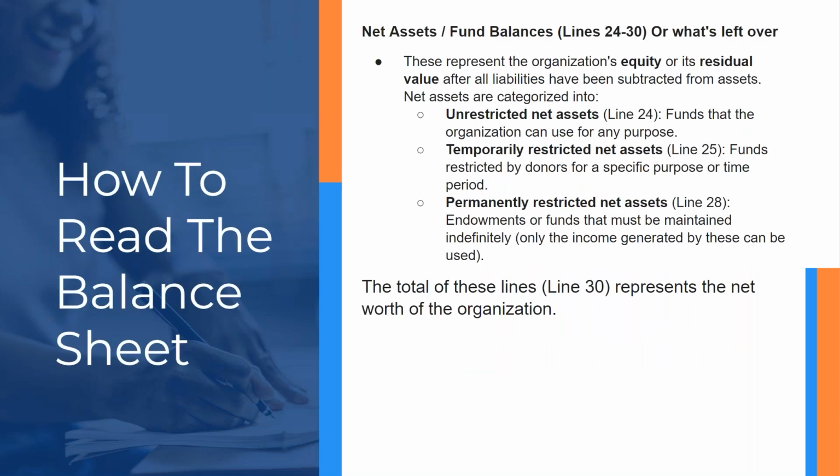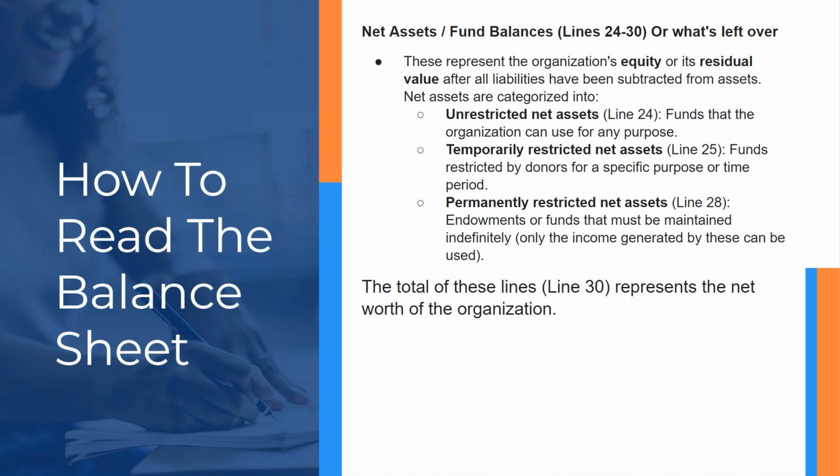Net assets and fund balances are reported on lines 24 through 30. This is what is left over. These represent the organization's equity or its residual value after all liabilities have been subtracted from the assets. Net assets are categorized into unrestricted net assets, which are funds that the organization can use for any purpose.